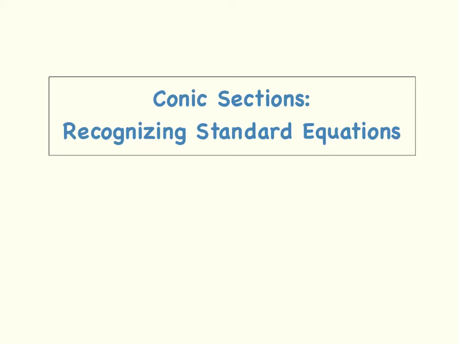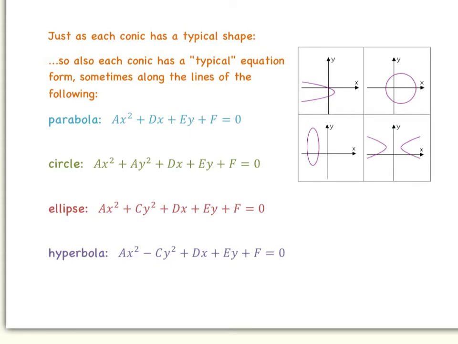Now let's get started. Just as each conic has a typical shape, each conic also has a typical equation. This typical equation form is known as the standard form of the equation. It's also referred to just as the standard equation. Now, I'm sure most of these equations look the same to you right now, but there are some differences, and we will go over those differences one at a time.